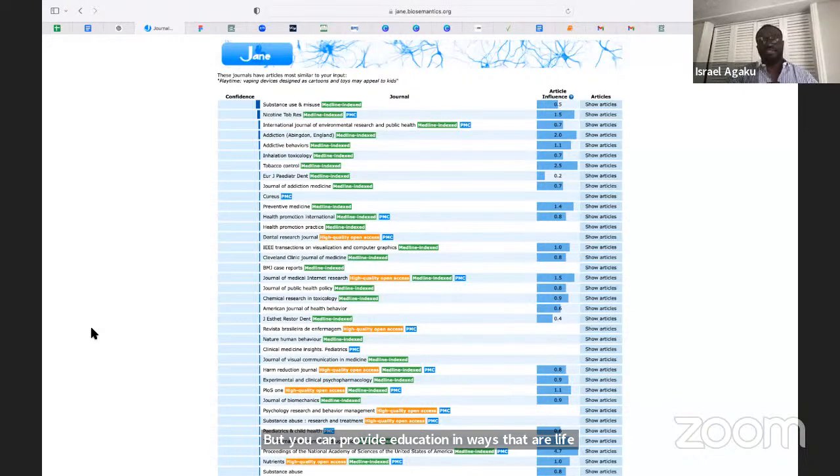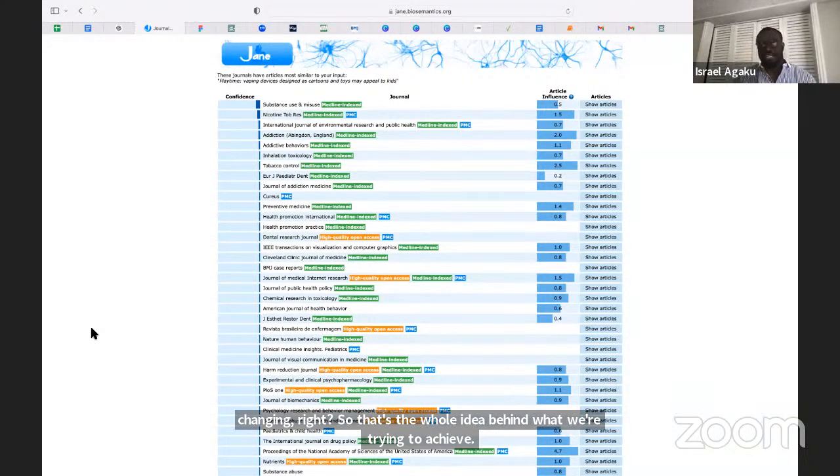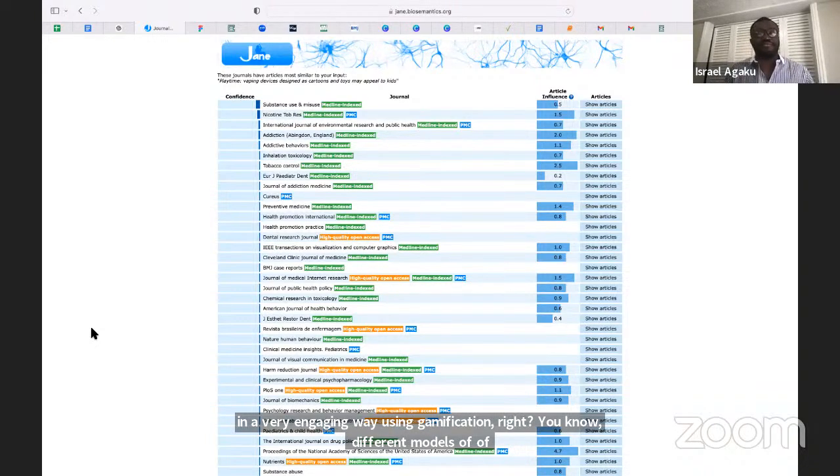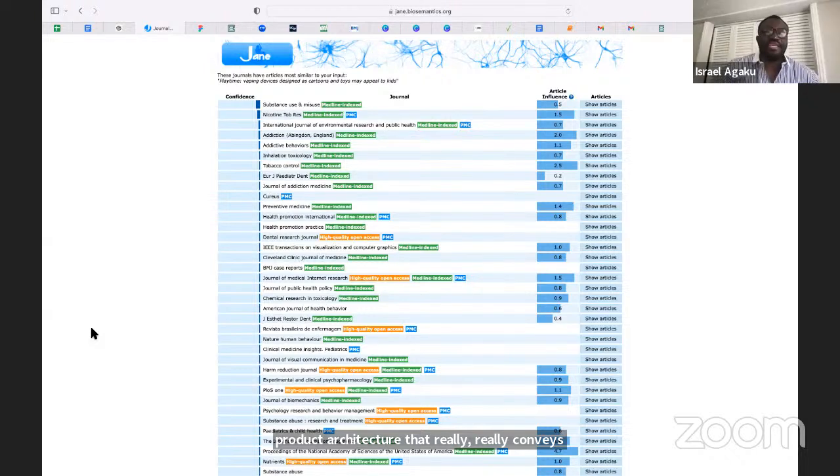And so there's a whole process. There's a whole process of accreditation. There's a whole process of building a platform for learning in a way that it's not just about passing information, but in a very engaging way, using gamification, right? Different models of product architecture that really convey or pass information in a terrific way. So these are some things that are going on. And when we're done with that, we will let you know. But that's the process underway.